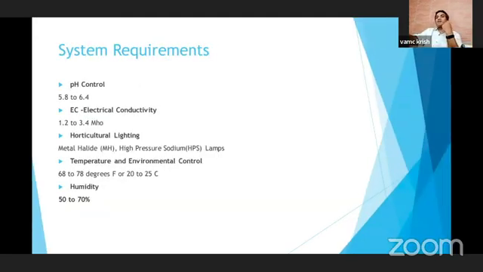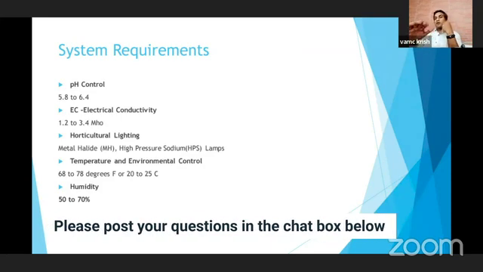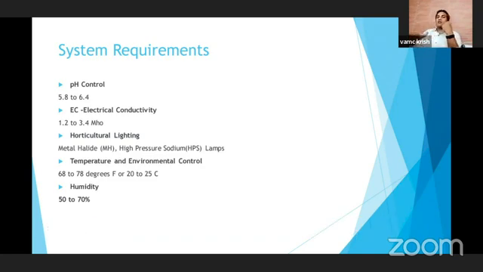Again, the different system requirements for hydroponics, like pH control. This is 5.8 to 6.4. All plants must be maintained at this pH, sometimes 5.8 to 6. We need to be alert if it goes below 5.8, and then we need to adjust. Again, above 6.4, acidity and alkalinity, we need to maintain the pH. It depends on the different crops, but all must be suitable for pH 5.8 to 6.4.